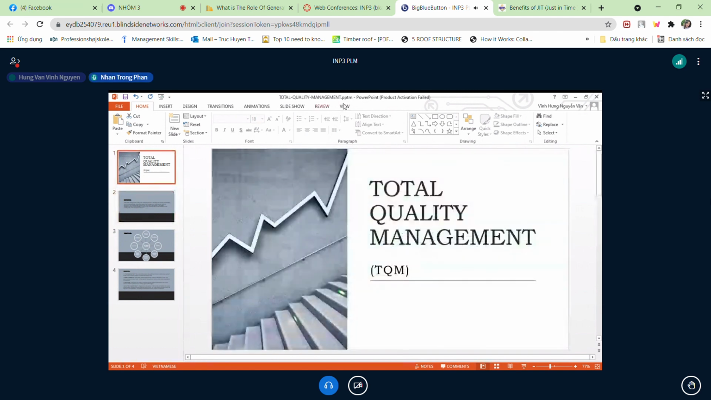Okay, so we are group 2, and we will present about total quality management in 3 parts: the definition, principle, and benefit. So first, let's start with what is total quality management?